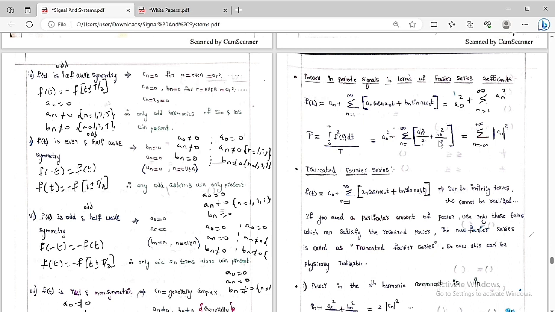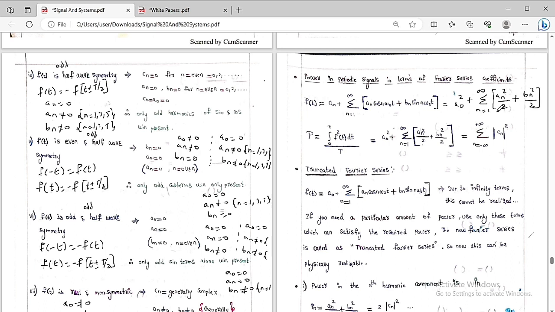We get an square by 2. Plus, for bn sin n omega t, what is the RMS value? bn by root 2, so take the square of that, and we again get bn square by 2. That's it. So this is called the power. The power present in a signal f of t is a naught square plus sigma n equals 1 to infinity of an square by 2 plus bn square by 2. These things you always have to keep in your mind.